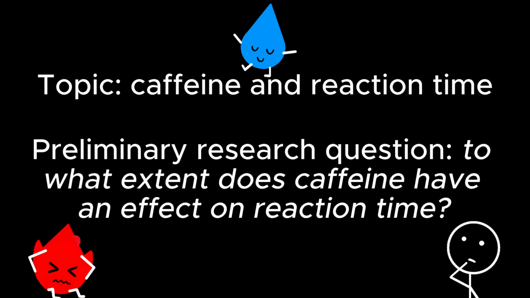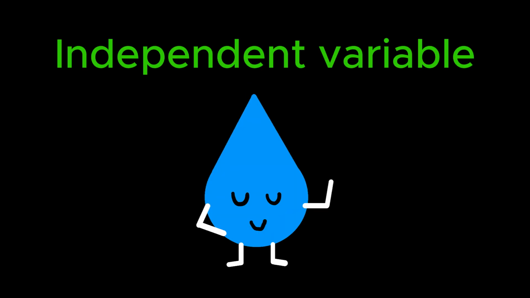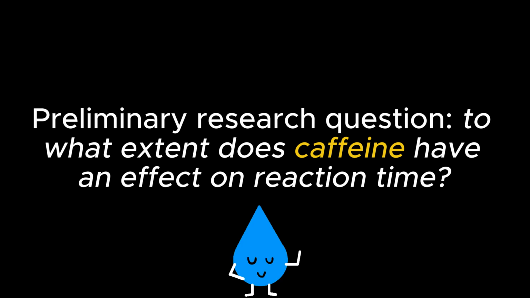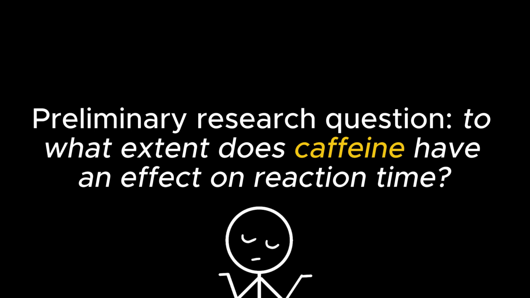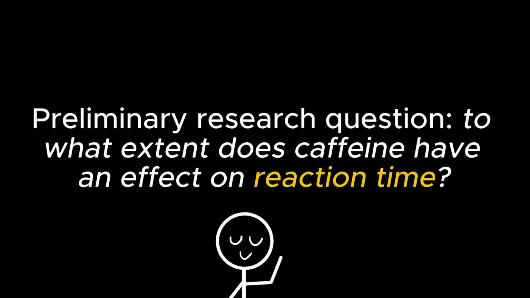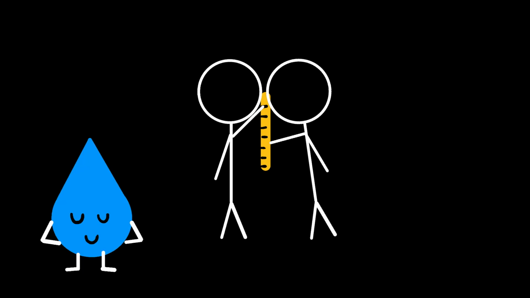Why do you say the question is a preliminary one? Because you need to be very specific with your research question. The independent variable, meaning the variable you control, needs to be something you can do. In this case, how do you think we can measure caffeine? Maybe like cups of coffee? Good. How about reaction time? How can we measure reaction time? Oh, maybe with a thing where you drop a ruler and see how far in the ruler they catch. Yeah, that's a good idea.